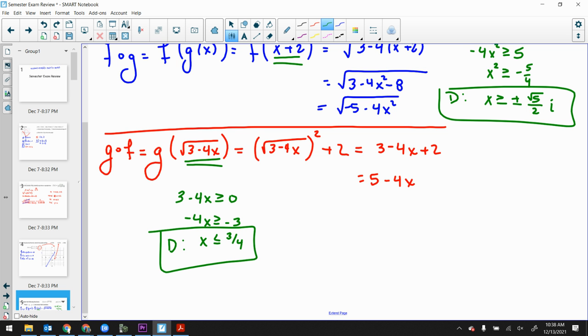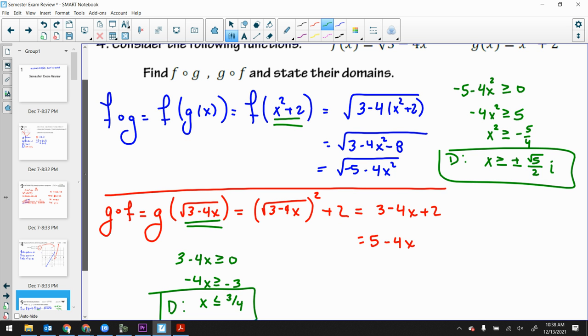Yes, Mr. Fobia. For the first domain, why didn't we flip this sign when we divided by negative 4? Oh, you're right. Thank you. That should be a less than or equal to, shouldn't it? Thank you. I did it in the second one, not the first one. That was weird. My algebra students would be laughing at me. Questions on that one? Let's keep it moving.